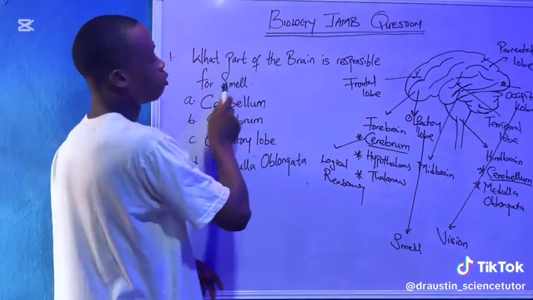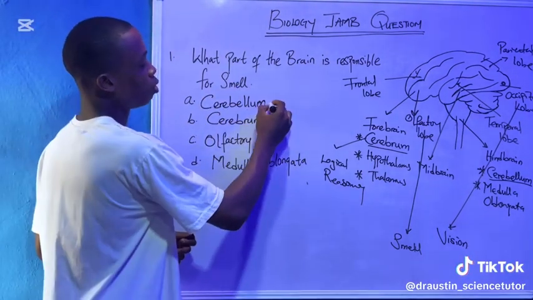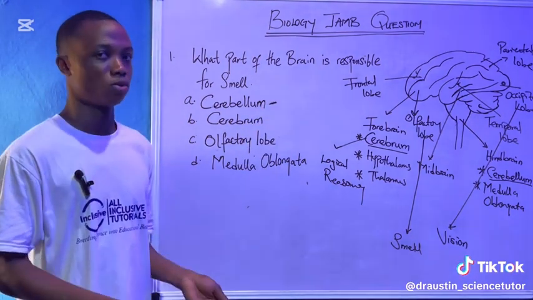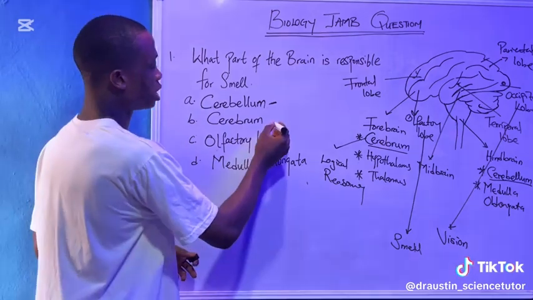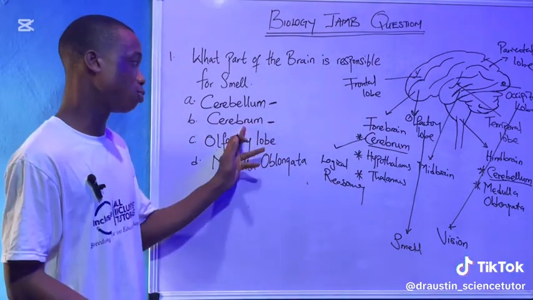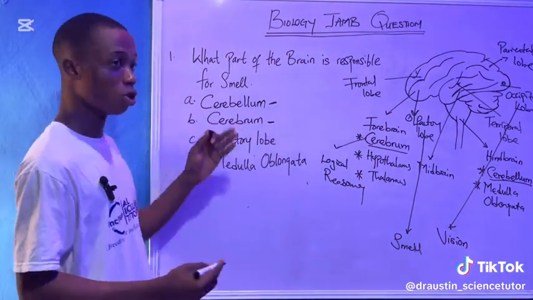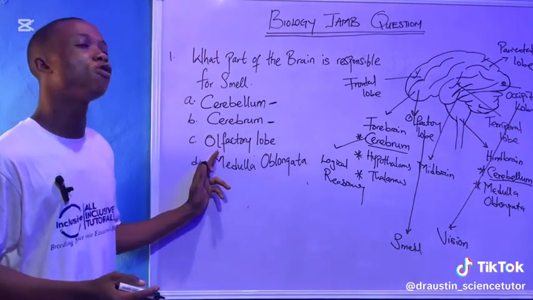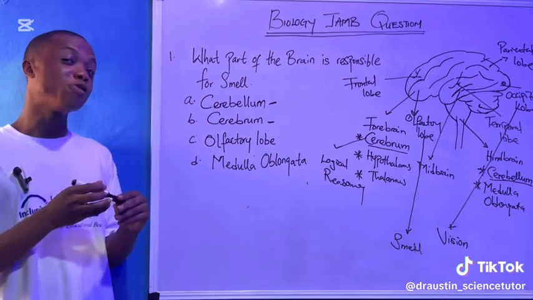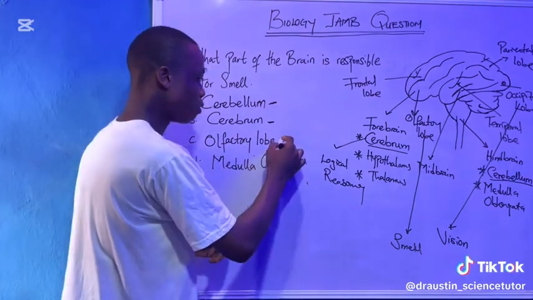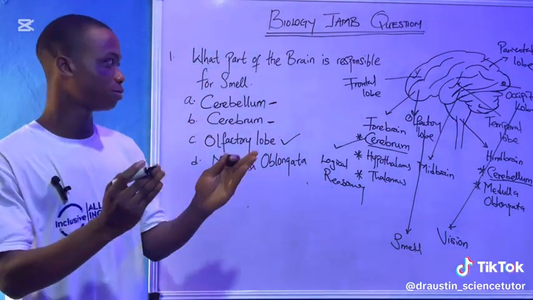What part of the brain is responsible for smell? Is it cerebellum? No, obviously. Is it cerebrum? No, because cerebrum is logical reasoning. Cerebellum is posture. Is it olfactory lobe? Yes, it's olfactory lobe for smell.